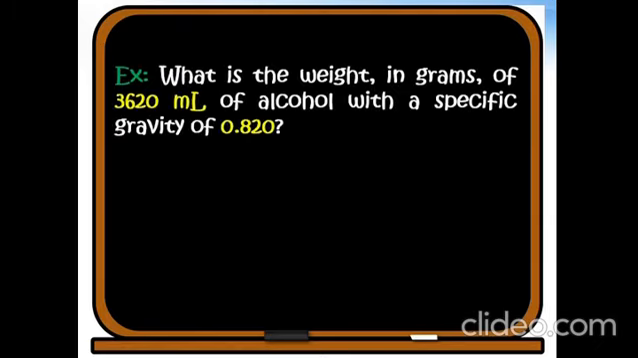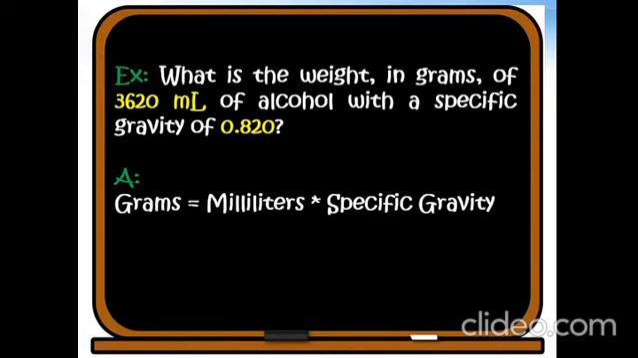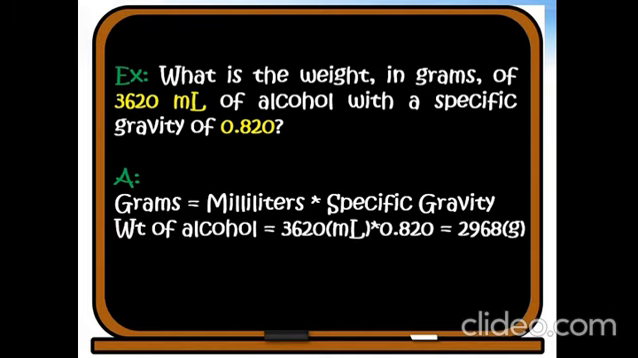Let's use this question as an example. What is the weight in grams of 3620 ml of alcohol with a specific gravity of 0.820? And if you remember, grams is the milliliter times the specific gravity. Actually, you will see, we only look at the number. Don't worry about the unit, okay? 3620 times 0.820 is 2968. That is the weight of alcohol.